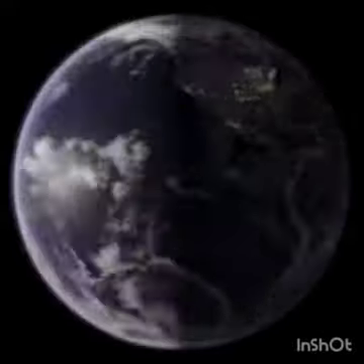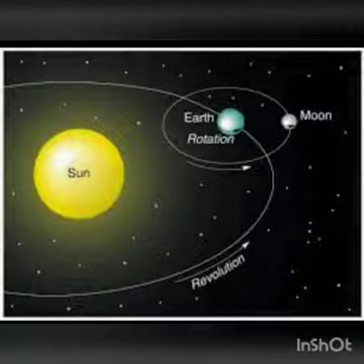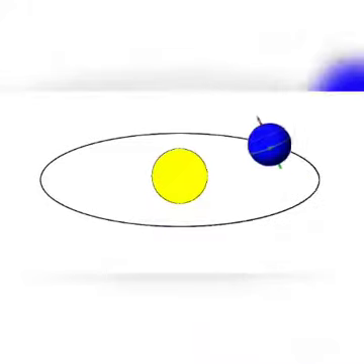Besides rotating on its axis once in every 24 hours, Earth also moves around the Sun on a fixed path or orbit in an anticlockwise direction. Now, as you can see in the image, an orbit is a curved path taken by a planet or another object as it moves around another planet, star, moon, etc. This movement of the Earth around the Sun is called revolution.